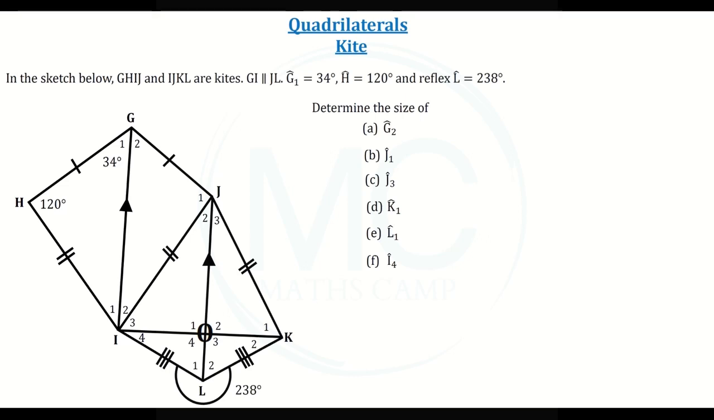In the sketch below, GHIJ and IJKL are kites. GI is parallel to JL. Angle G1 is 34 degrees. Angle H is 120 degrees. And reflex angle L is 238 degrees. Determine the size of angle G2, angle J1, angle J3, angle K1, angle L1, and angle I4.